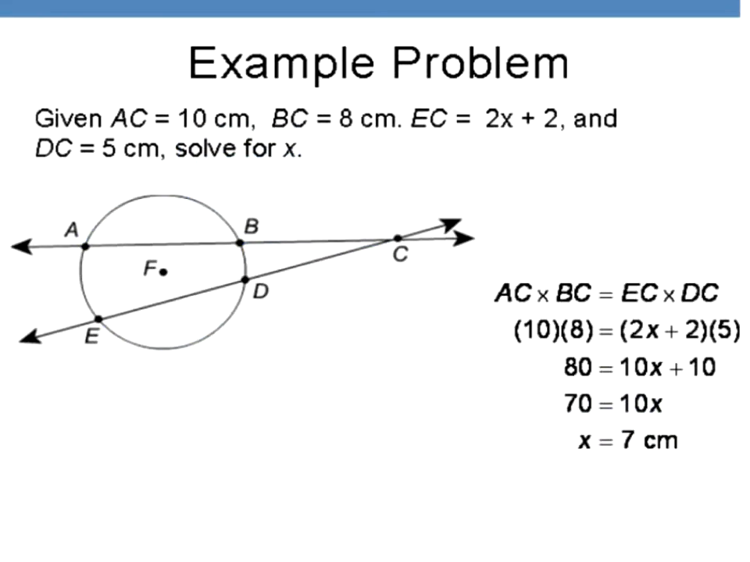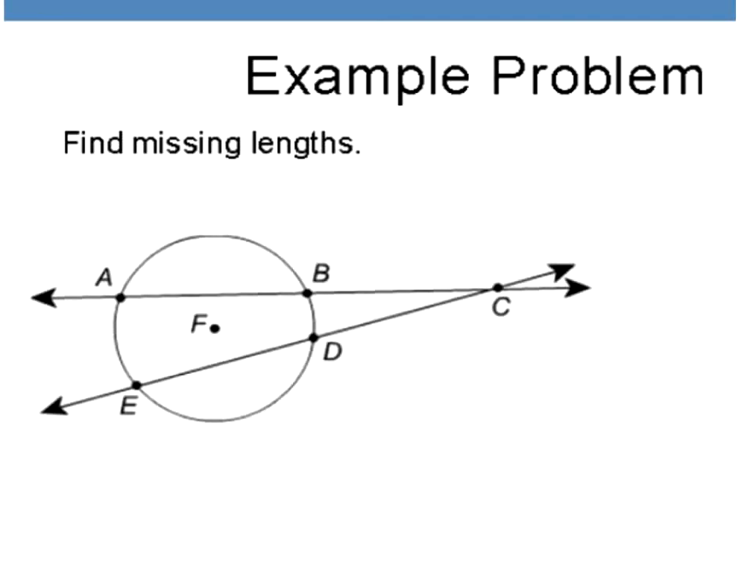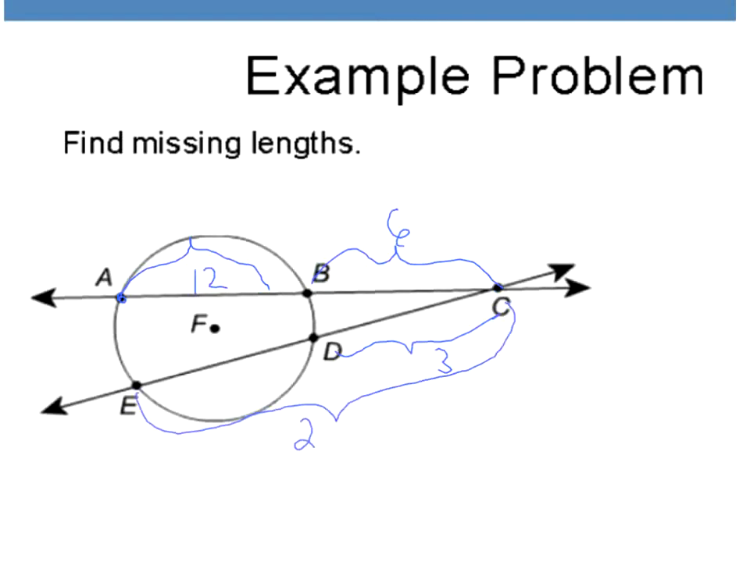Let's try another one. Okay, this time we're going to write our numbers in. It didn't print out with the numbers on it, so I'm going to give some to you. So please add these to your paper. A to B is 12. B to C is 6. So again, you're adding these to your notes because they didn't pre-print on this one. And then D to C is 3. And the whole thing is 2x plus 4.